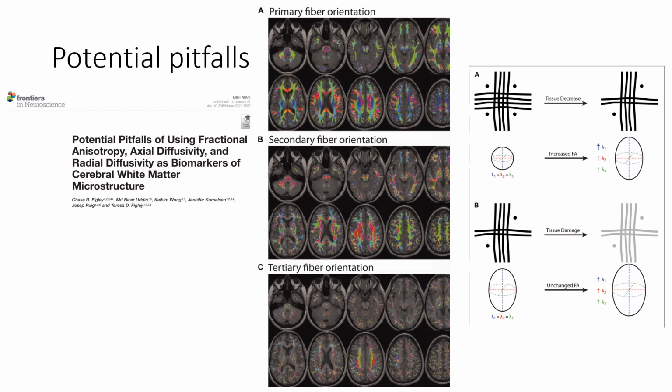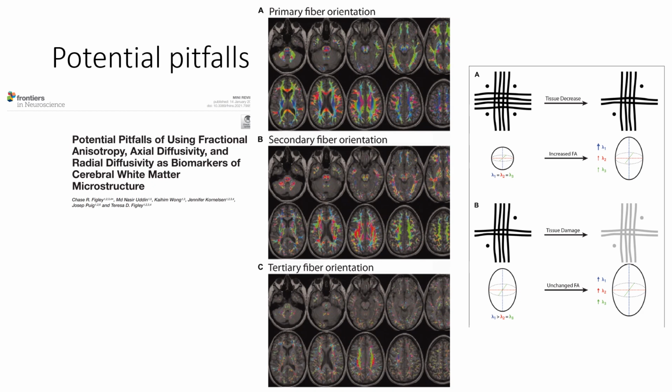The image in the center of the slide demonstrates the primary fiber orientations on the top, the secondary fiber orientations in the middle, and the tertiary fiber orientations on the bottom. As can be seen, there are regional patterns where the secondary and tertiary fibers are more prominent. Given these patterns, the image on the right demonstrates a couple of hypothetical scenarios.